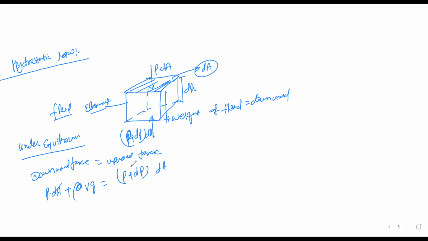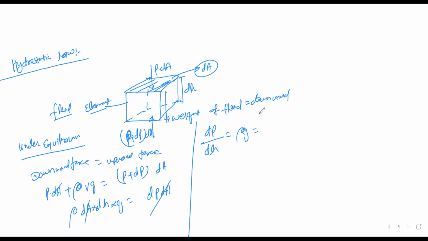So this P dA will get cancelled. Density, and volume we can write as area into height, which is dA into dH. The height of the fluid element is dH, into g, is equal to dP into dA. This dA gets cancelled. If you write dP by dH, it will be equal to rho into g. And this rho into g is called the specific weight. So if you separate the derivative, rho g into dH, and integrate it, P will be equal to rho g H plus C, where C is a constant.